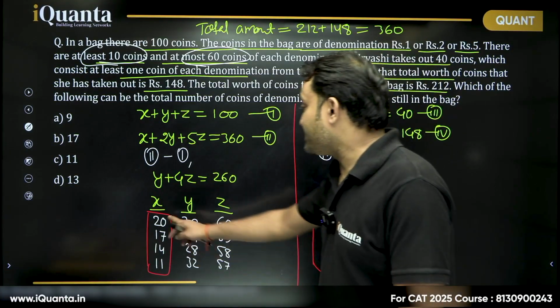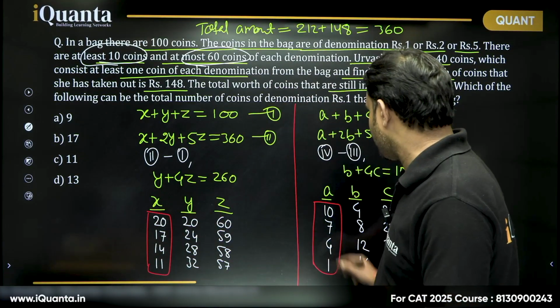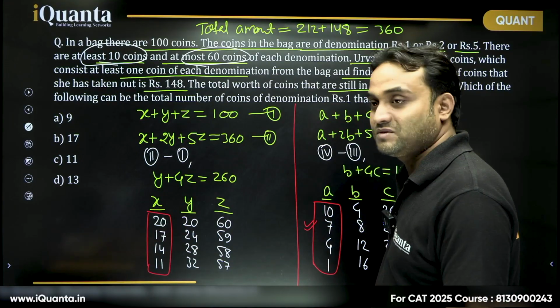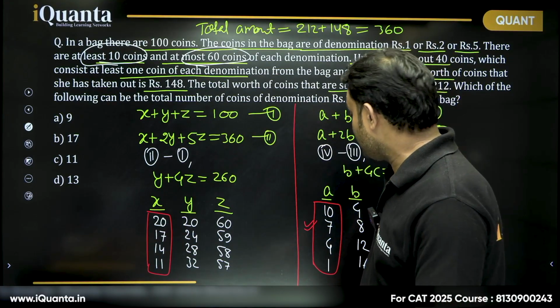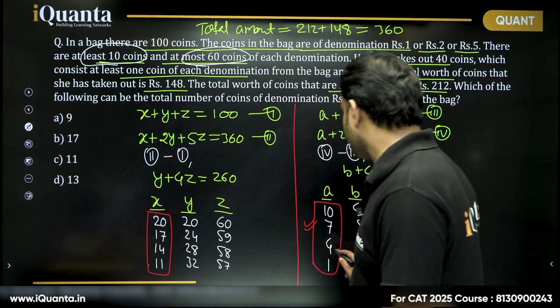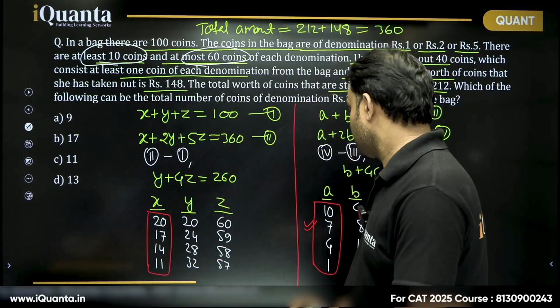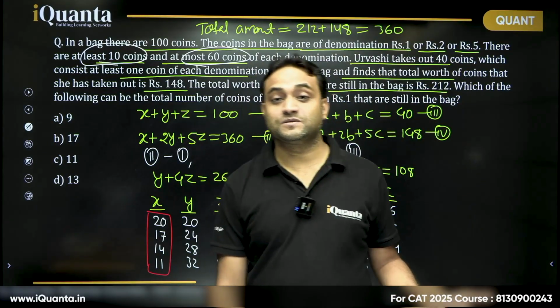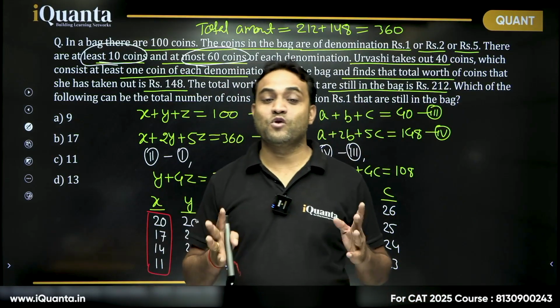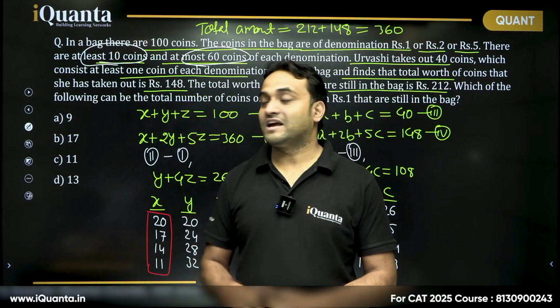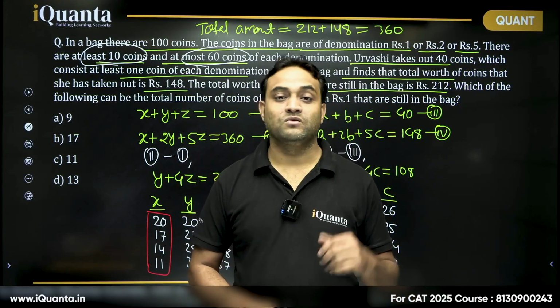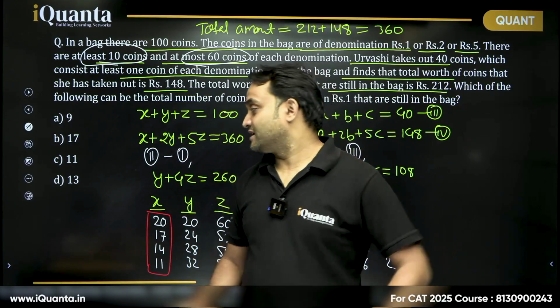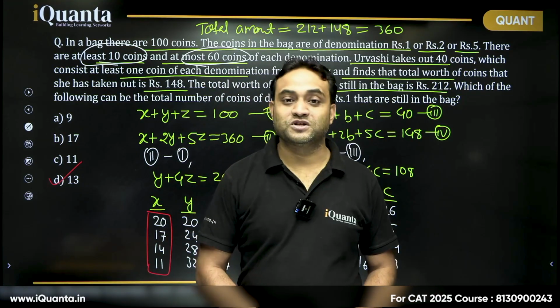13, 20 minus 13 is 7. Is there a 7? Yes, this is possible. Then there are multiple cases possible, like 17 minus 4 is also 13, 14 minus 1 is also 13. So there are multiple cases possible where the number of 1 rupee coins left in this bag will be 13. So our answer is option D.